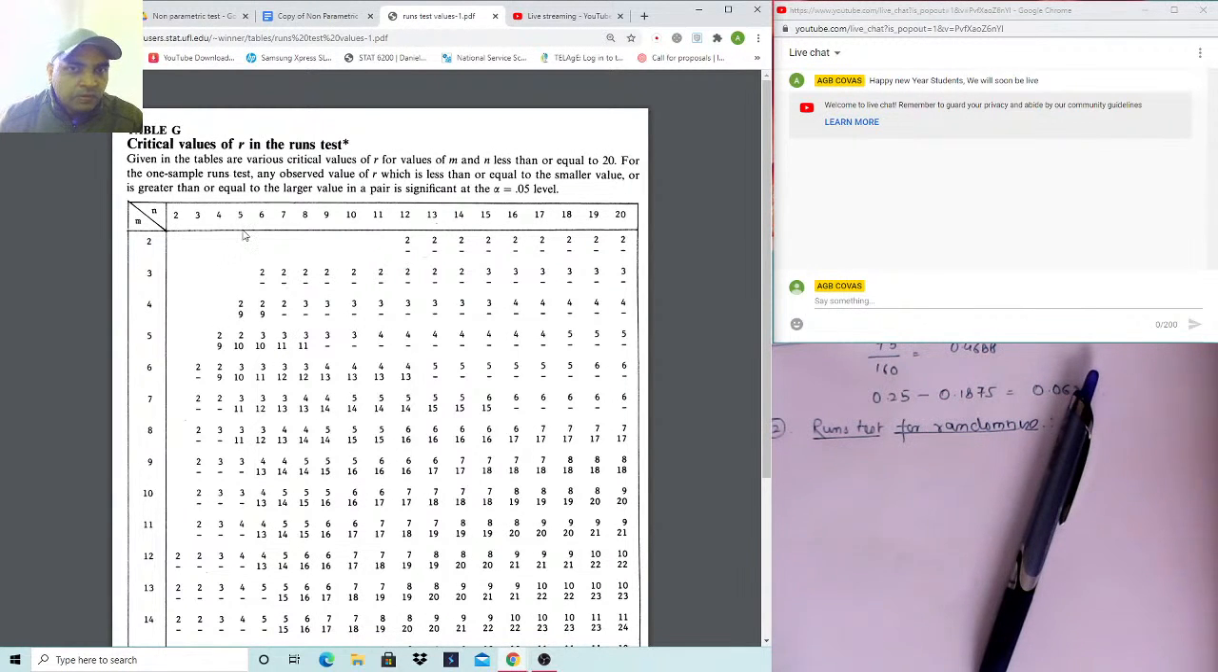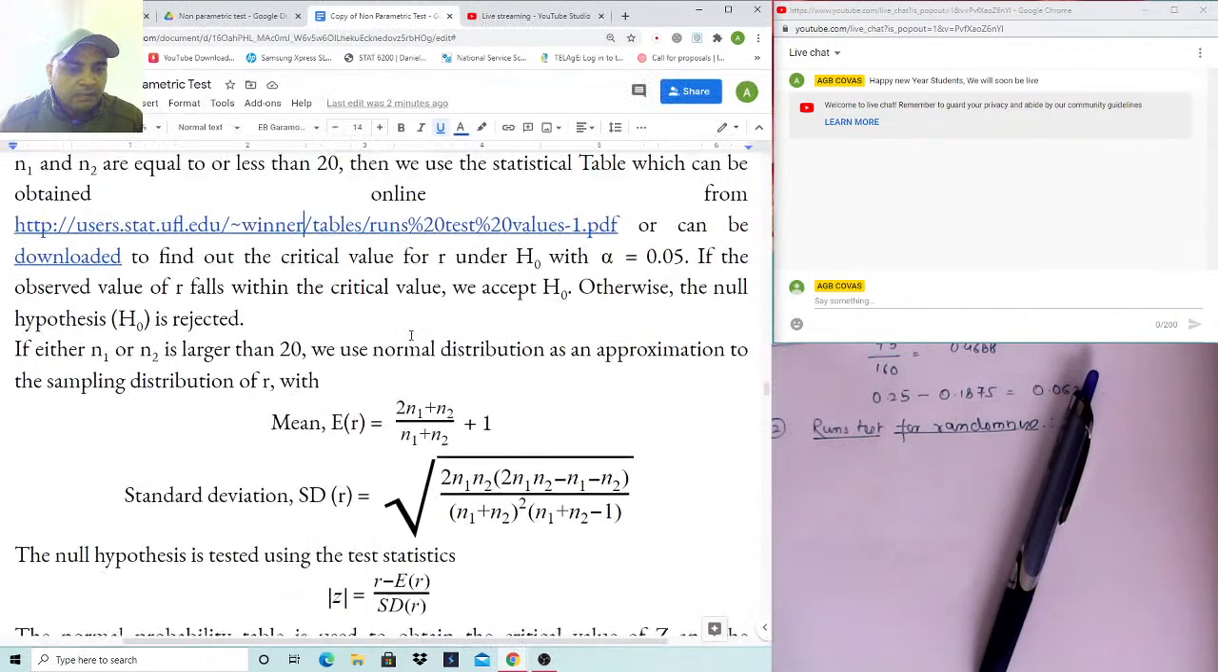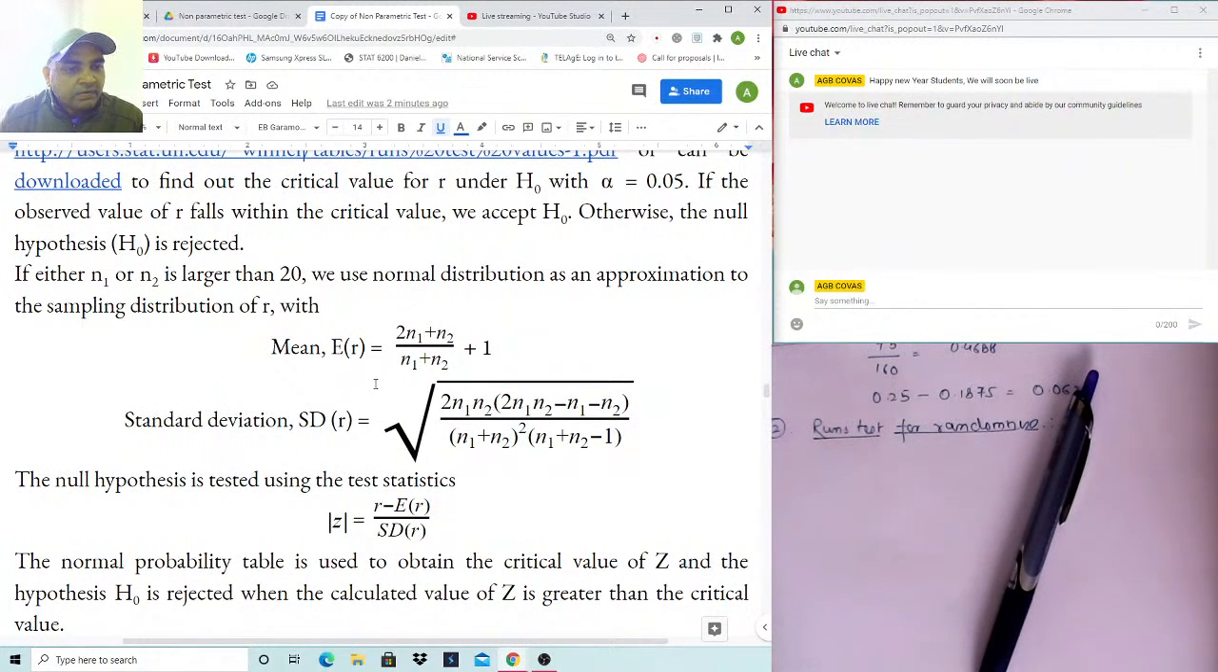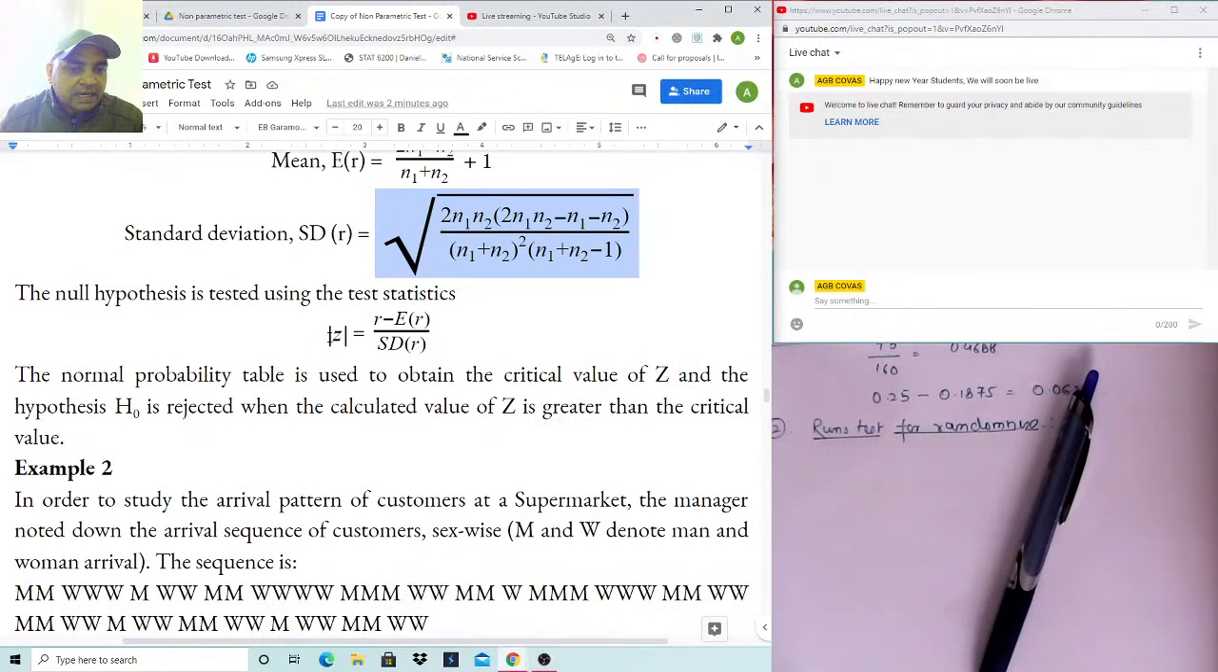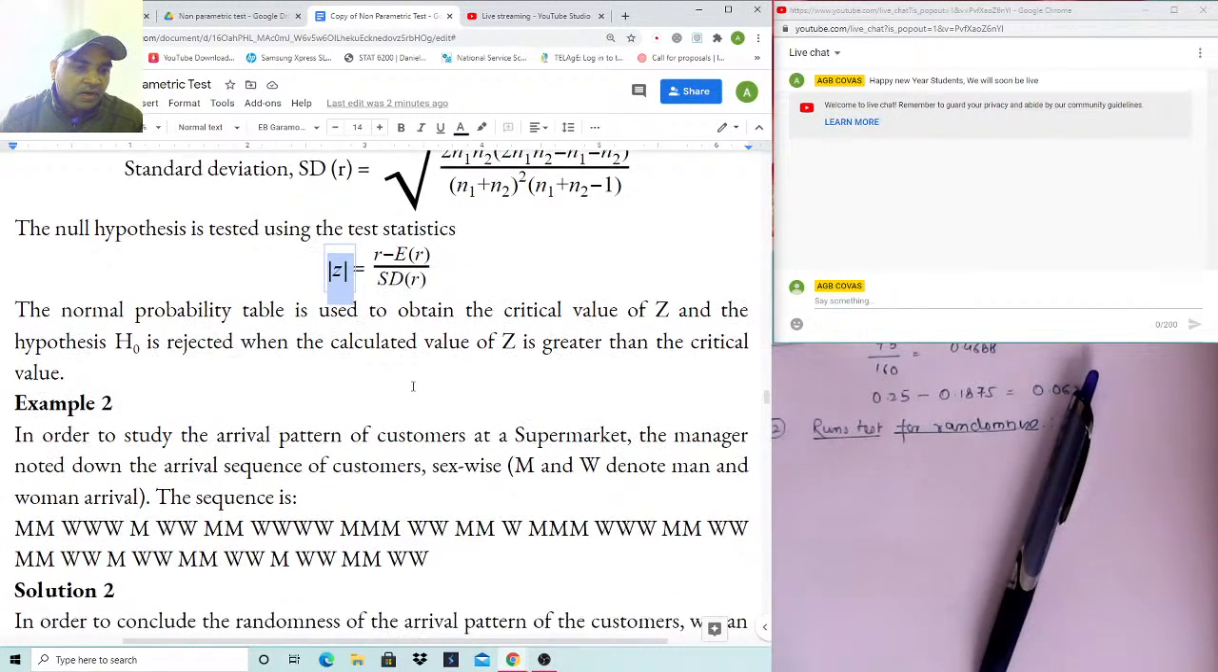So we will be doing one question so you will understand better. But if either n1 or n2 is larger than 20, we use the normal distribution as the approximation to the sampling distribution. In that case, the mean of runs will be equal to this formula, and the standard deviation of runs will be equal to this formula. Okay, and your z statistic will be calculated by the number of runs minus the mean of the runs divided by the standard deviation of the runs, right? Once you get this z value, you can compare it with the standard z, right? This is how the run test is applied.